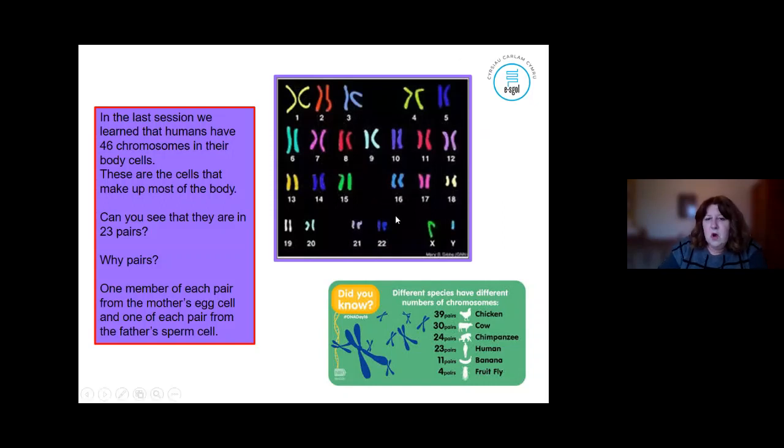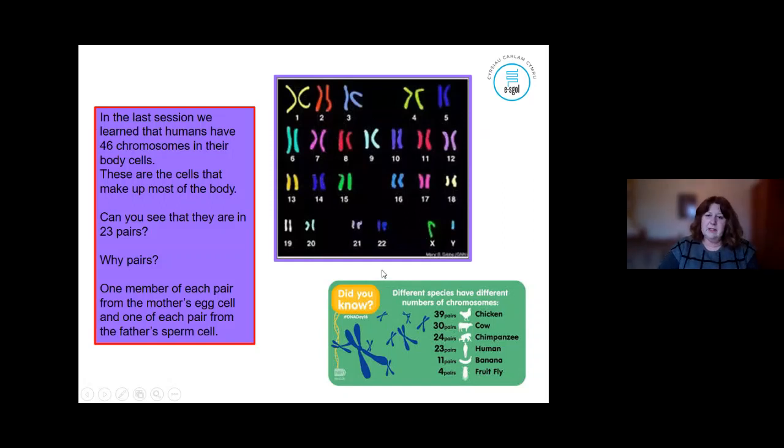You might be wondering why they're actually arranged in pairs, and that's because when we were first formed, when we were just one body cell big, then actually 23 of our chromosomes came from the mother's egg and 23 came from the father's sperm cell. And that is why we have these pairs, because one member of the pair came from the egg cell and one member of the pair came from the sperm cell. And that is the same for all of the 46 chromosomes.